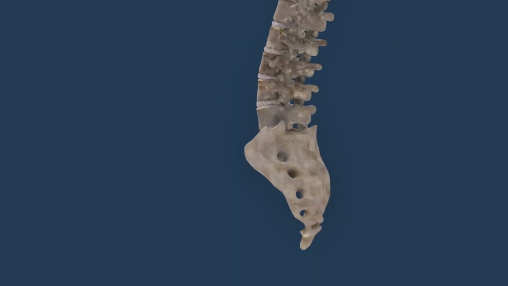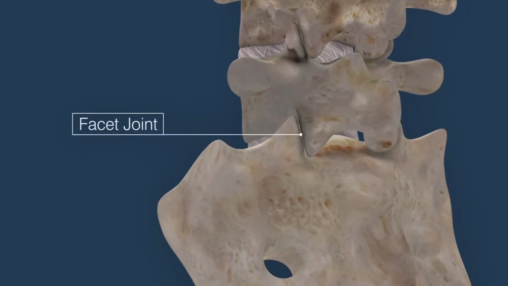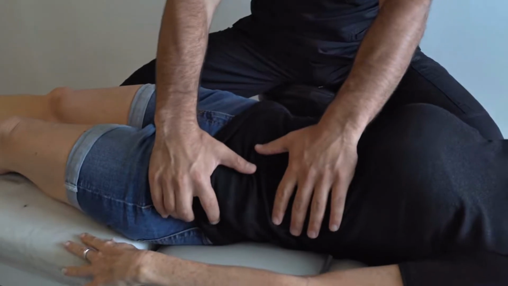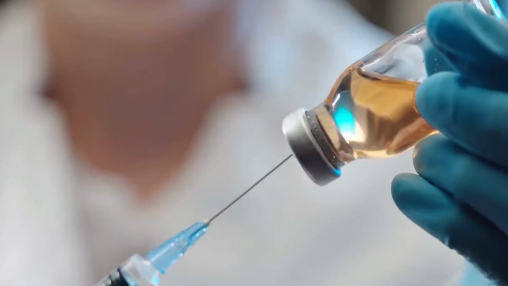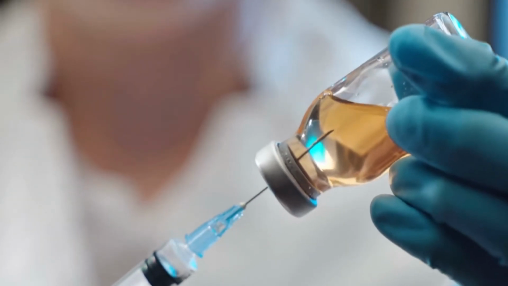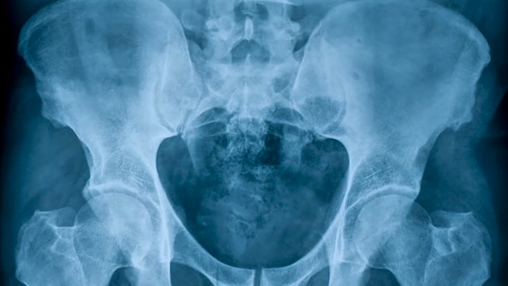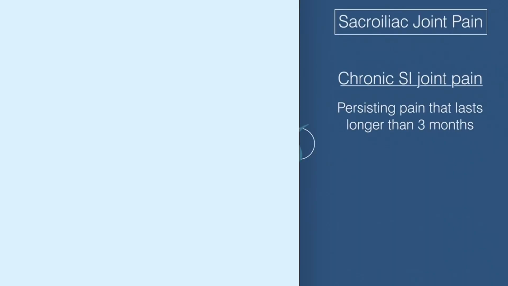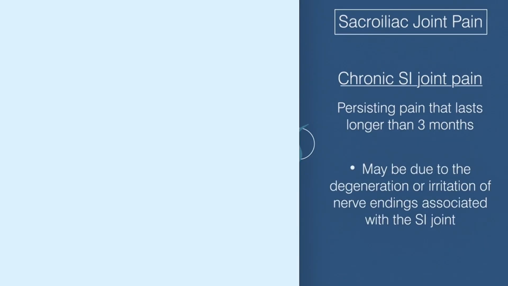Sacroiliitis is often confused with pain from the facet joints of the spine. While a physical exam and some diagnostic injections using lidocaine around the joint can suggest the source of the pain, chronic SI joint pain, defined by persisting pain that lasts longer than 3 months, may be due to the degeneration or irritation of the free nerve endings associated with the SI joint.